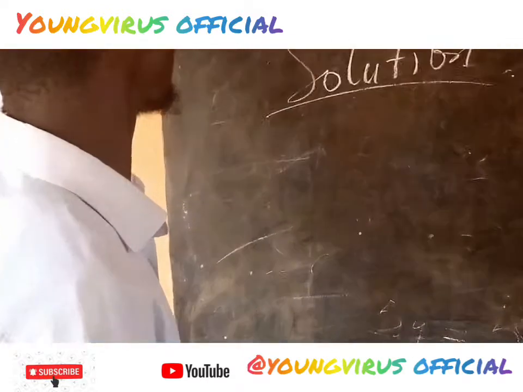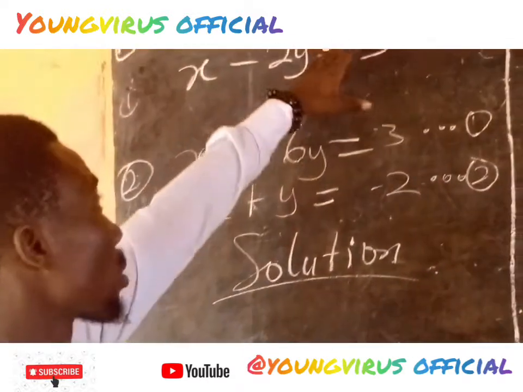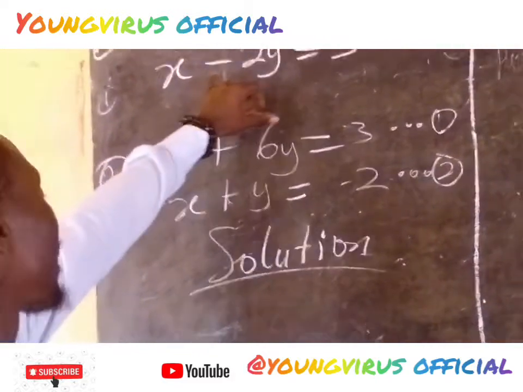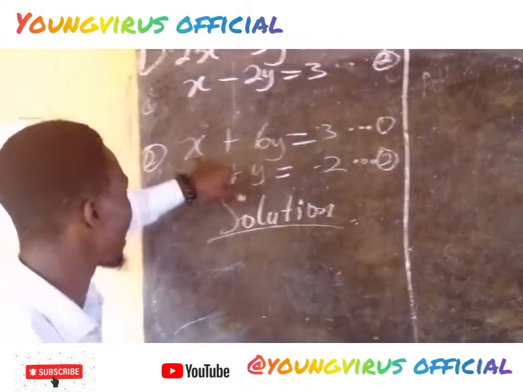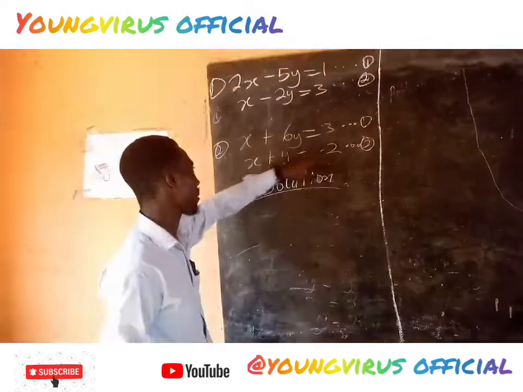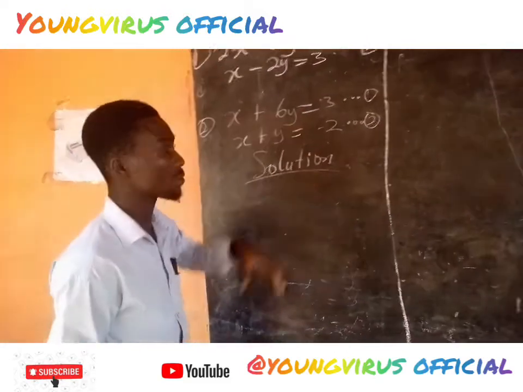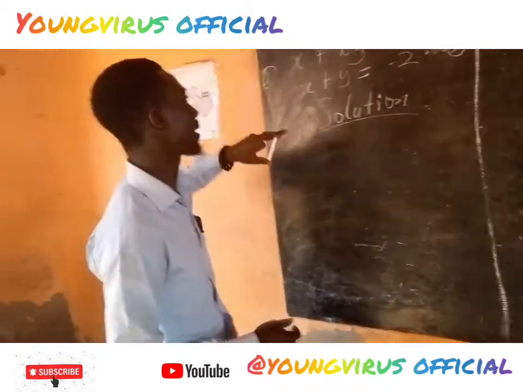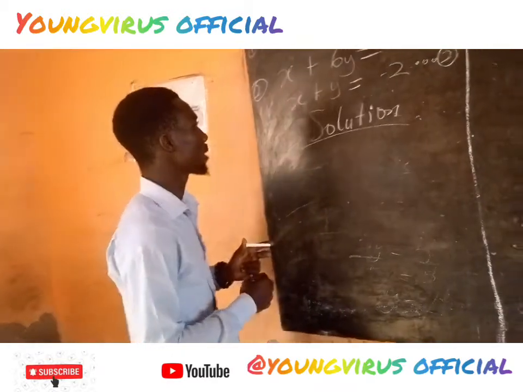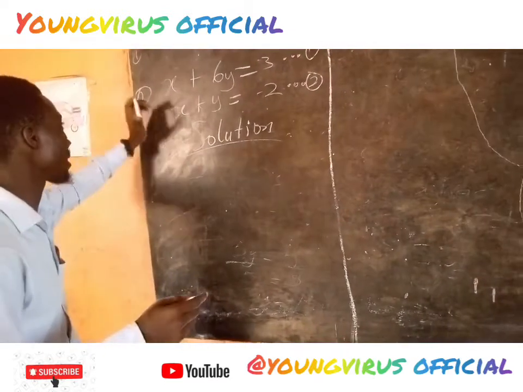The first question is 2x minus 5y is equal to 1, then x minus 2y is equal to 3. That's our first question. And the second question is x plus 6y is equal to 3, and x plus y is equal to negative 2. So we're using the substitution method for the first one and the elimination method for the second one. In that case, we won't waste much time. We'll be starting with the second one.